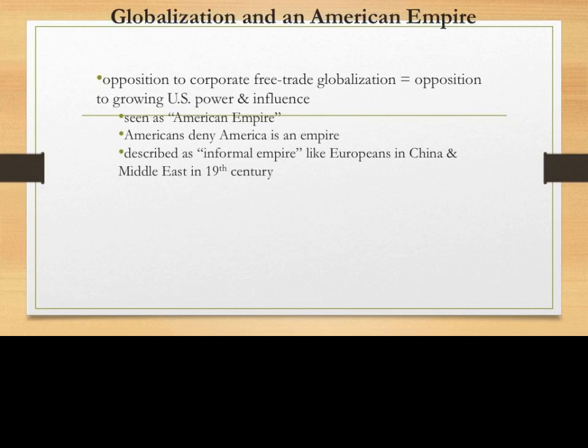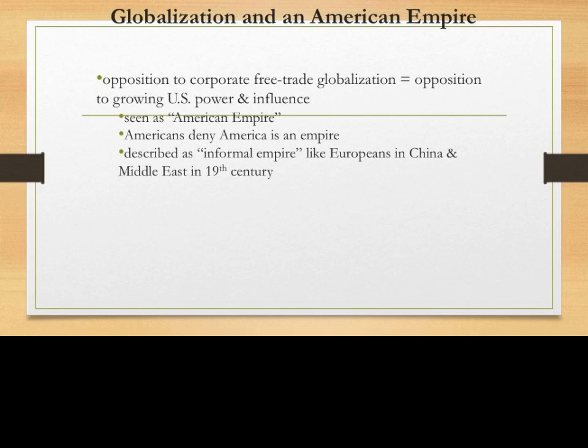All right, let's talk about globalization and an American empire. For many, opposition to corporate free trade globalization means opposition to growing U.S. power and influence in the world. And this is often seen as an American empire. Most Americans deny that America is an empire, perhaps best described as an informal empire, like those exercised by Europeans in China and the Middle East in the 19th century.